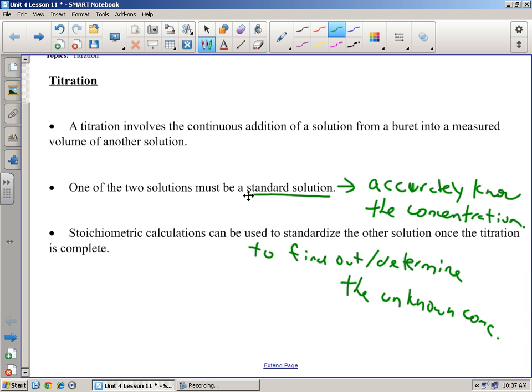That is the purpose of a titration, to find the unknown concentration. We'll have two solutions. I'll know one. You have to find the other. So we're going to use stoichiometry to calculate, or basically to standardize, the other unknown concentration.